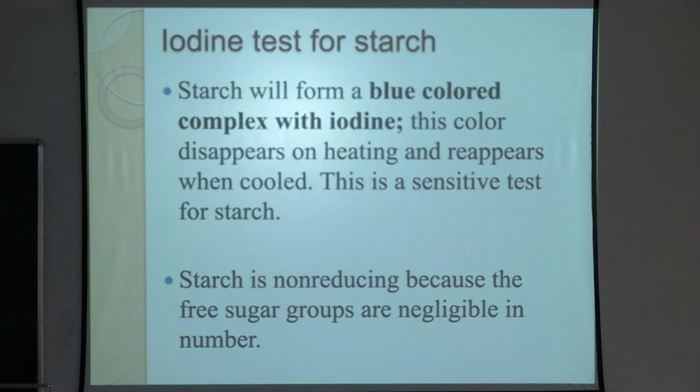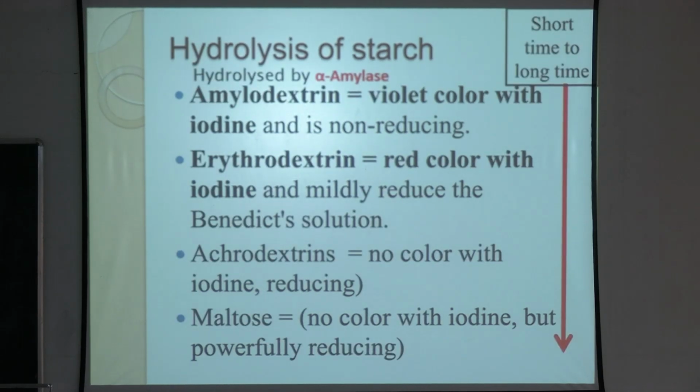Next, for identification of starch, what is the test we do? It is the iodine test. What happens if we mix starch with iodine? It will give a blue color, and on heating the color disappears. On cooling, again the blue color reappears. But starch is non-reducing. Why? Because the free functional groups are not that many. But if we hydrolyze the starch, and starch is hydrolyzed by the amylase enzyme.